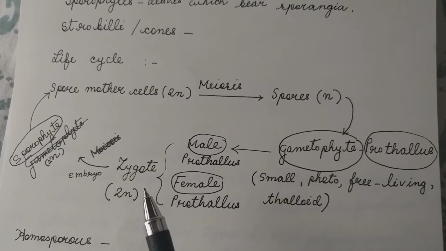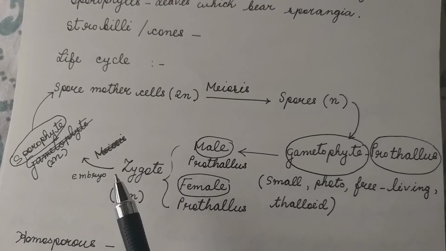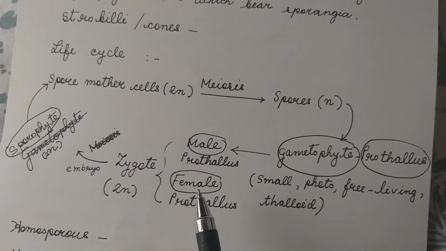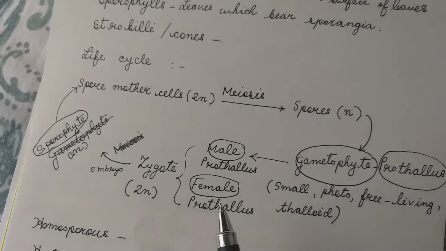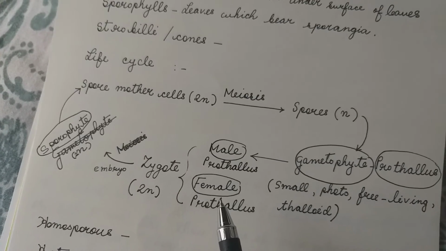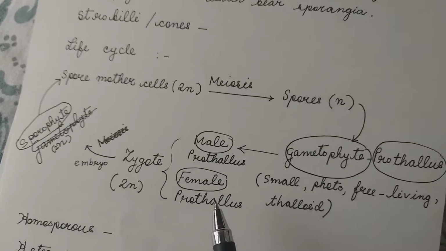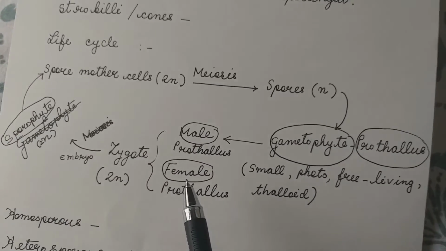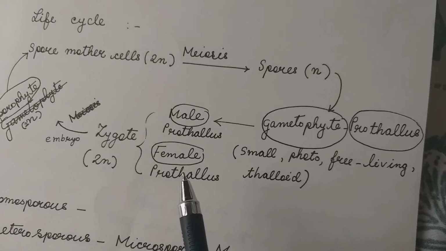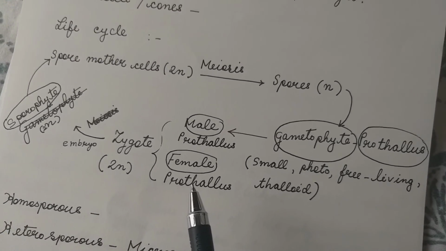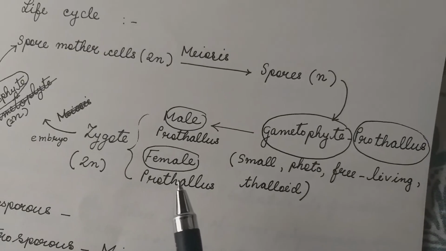Please remember, the zygote develops into embryo, that means development of the embryo occurs in the archegonia, the female sex organ, which is born in the female prothallus. This is a precursor to the seed habit that will evolve in gymnosperms and angiosperms. This is the beginning, the precursor of the seed habit that will evolve gradually in the higher plants like angiosperms. Embryo develops inside archegonia in the female prothallus.